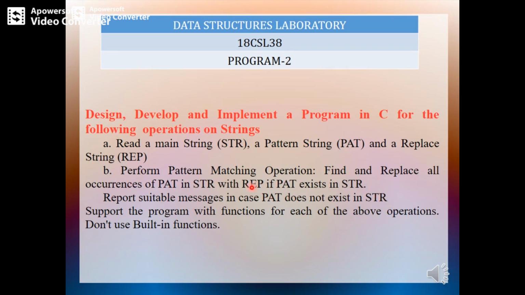Suppose I don't find the pattern in the string, then what am I going to do? I'm going to inform the user that the pattern does not exist in str. So the main job here is to search for a pattern. If the pattern appears in the string, then replace it with the replacement string, and report suitable messages in case the pattern does not exist in str. Support the program with functions for each of the above operations. Don't use built-in functions.